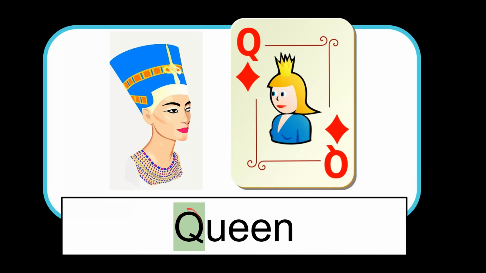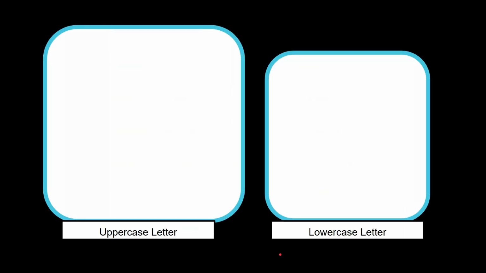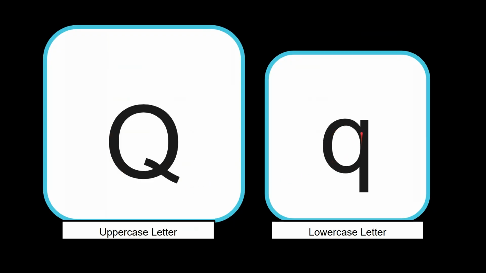Next we have the letter Q. And remember, Q and U always go together. And this is just like in the word queen. So we have an uppercase Q, and we have a lowercase q. Sometimes you'll see a little tail here, but it's not always required.